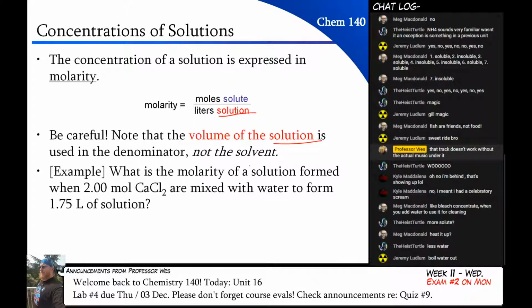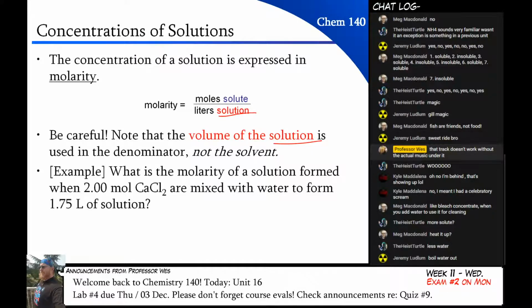We're going to calculate the molarity of this solution. We're going to take a 2 mole sample of calcium chloride and put enough water in it to form 1.75 liters of solution. Note how I said I'm putting enough water to form this much solution, and I did not say I added 1.75 liters of water, because those are different things. It seems like they aren't, but they are very different.